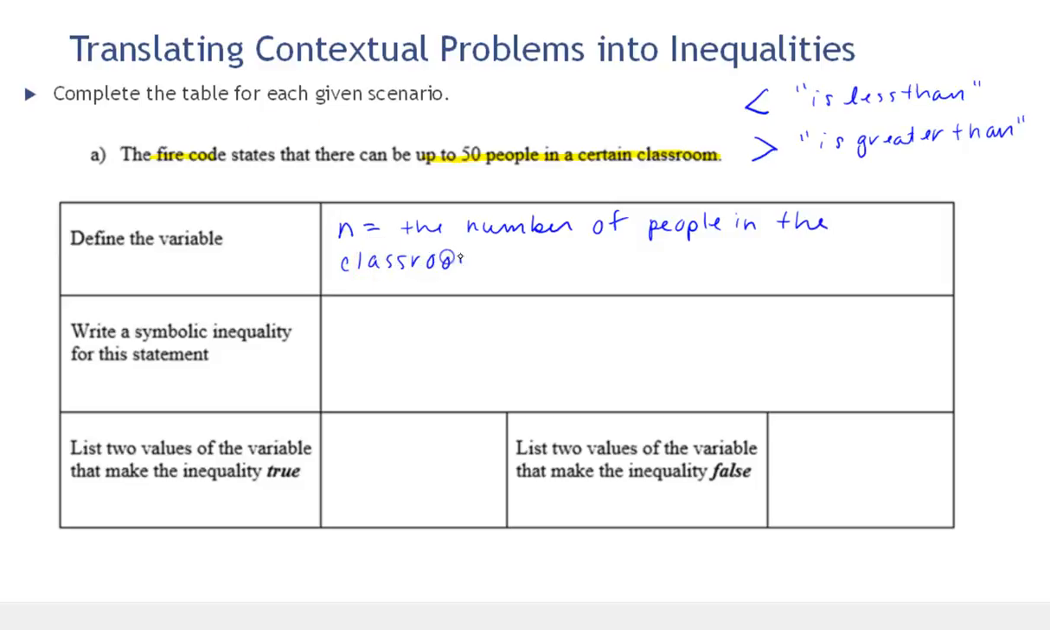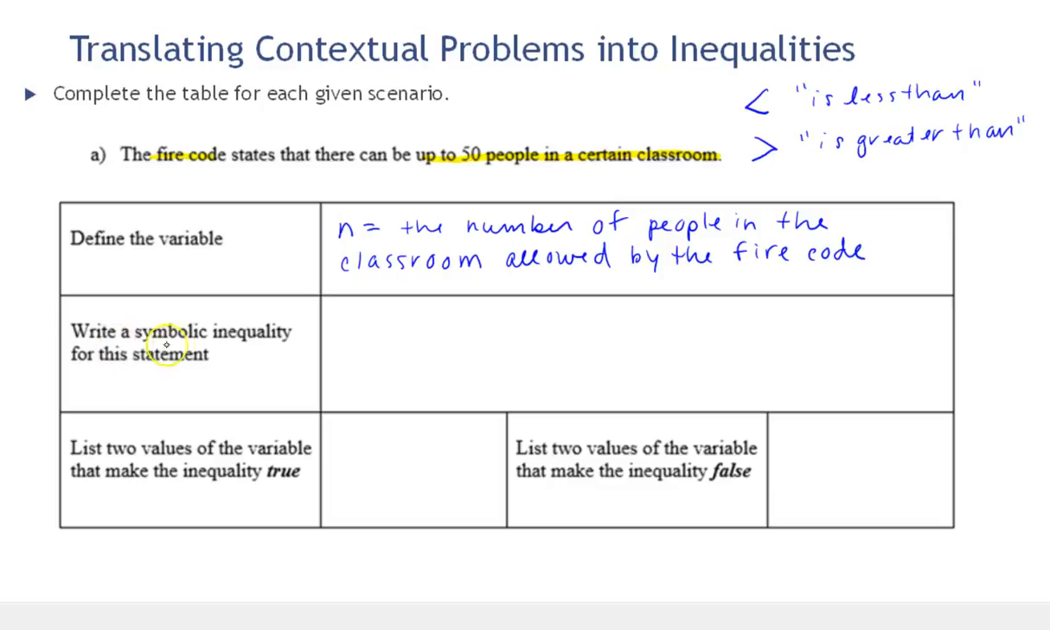and specifically we're interested in here the number of people in a classroom that will meet the fire code regulations. So we want to include that. So there could be any number of people in the classroom up to some point where no one else would fit, but we want specifically the number of people in the classroom allowed by the fire code. So always try to be as specific as possible.